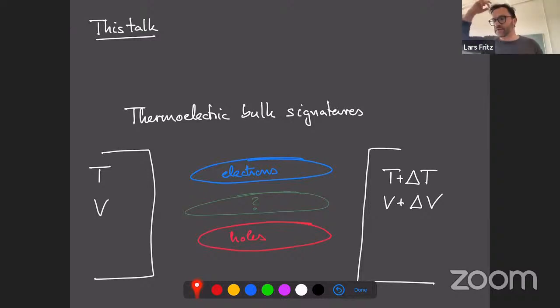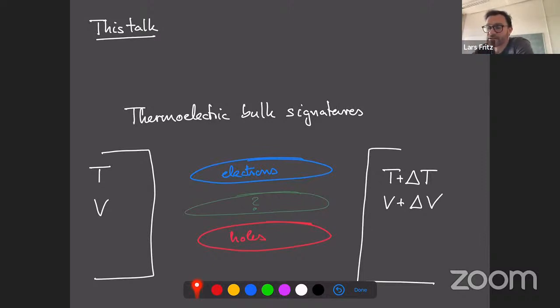Okay. So what I'm going to talk about is thermoelectric bulk signatures. And so the setup is as follows. I will consider a bulk system, so I'm not worried about boundaries or these kinds of things. In the things I just showed you, boundaries actually play an important role. So for what I'm going to talk about, boundaries play no role at all.